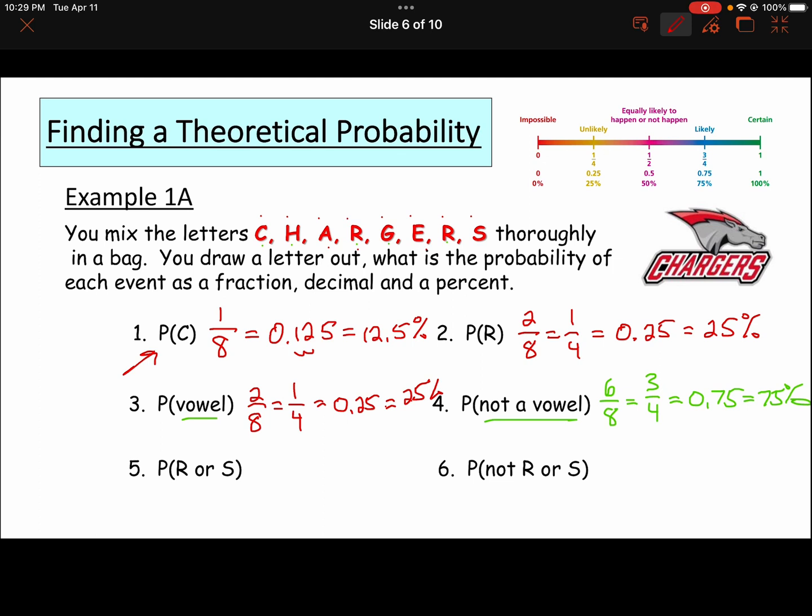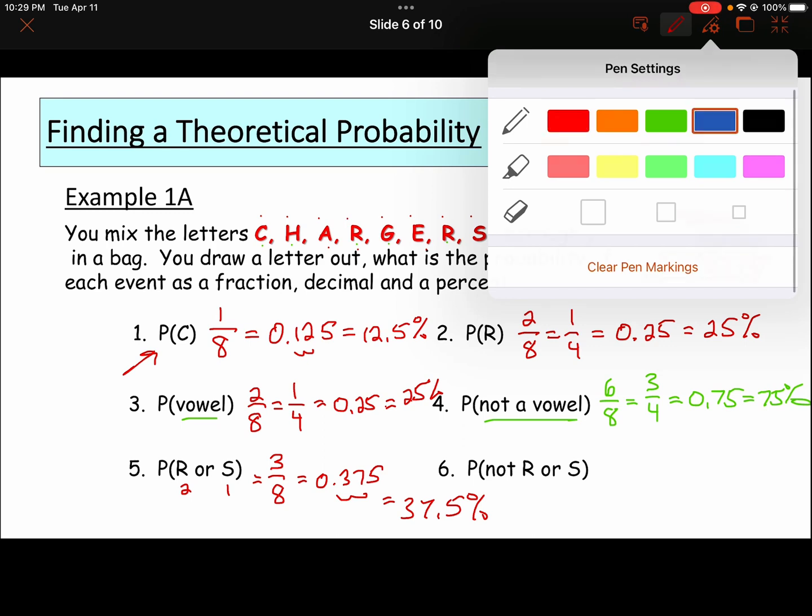All right, the probability of getting an R or an S. So an R, there's 2 R's. There was 1 S in the word chargers, so that probability is 3 out of 8. We divide, 3 divided by 8, going to give us 0.375, and we move that decimal point over 2, and we get 37.5% of the time.